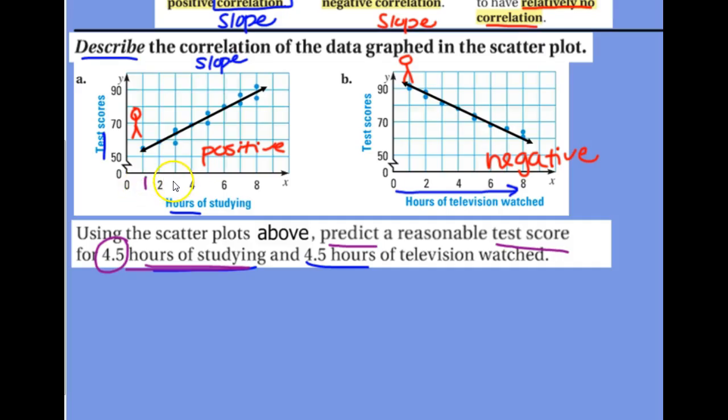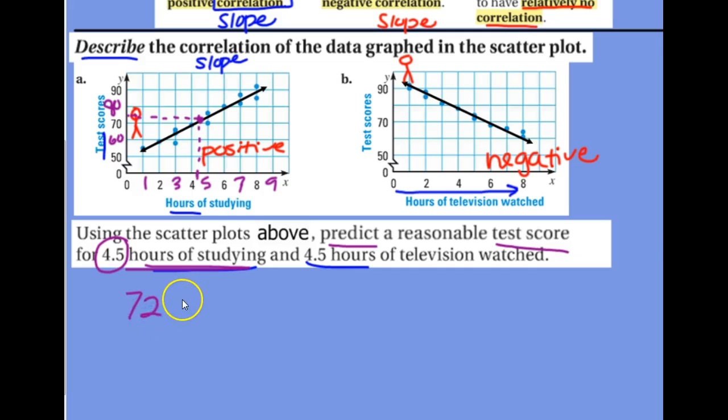So these go by ones, 1, 2, 3, 4, 5, 6, 7, 8, 9. So hours of studying, 4.5 would be right here between 4 and 5. So what we're going to do is follow this to our line. Whenever we hit the line, we're going to look over and predict our test score. So these go by tens here, 50, 60, 70, 80. So it's a little bit more than 70. I would say maybe 72.